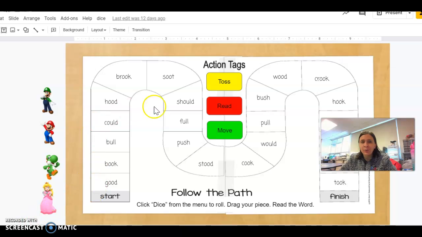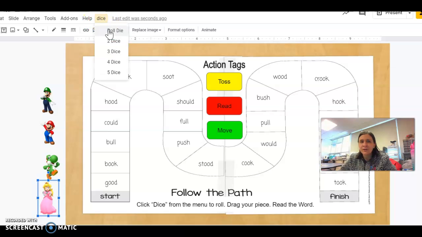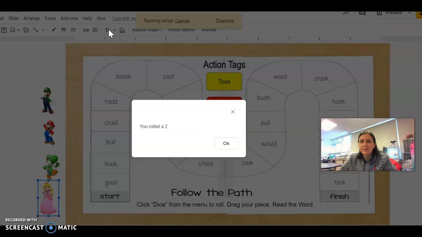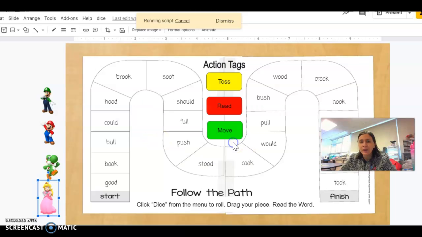If you'll notice here, your board will look very similar to this one. You have some different pieces over here from Mario that you can use to move along your board, and your dice are up here at the top of the screen. If you click dice, tell it to roll the die, something will pop up that says you rolled, and it gives you a number, and you click OK and it will go away.